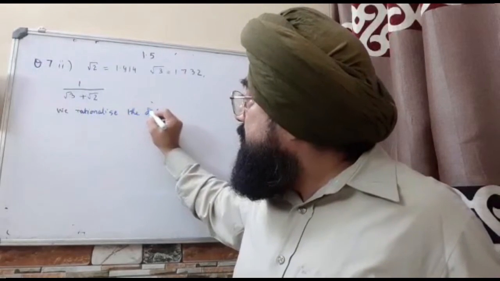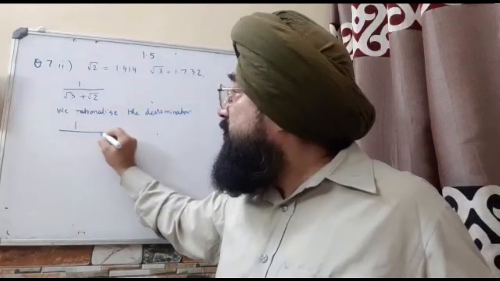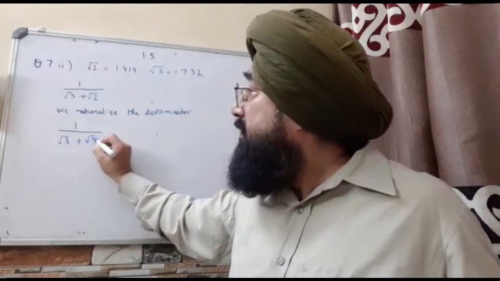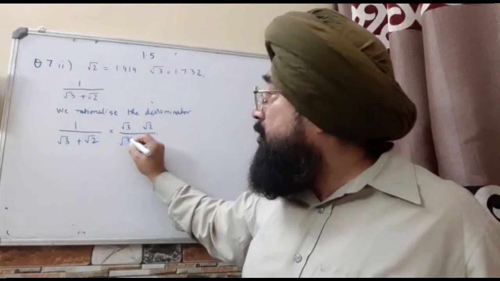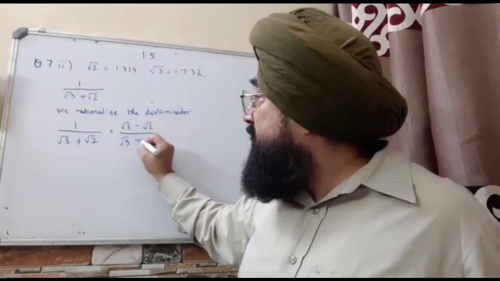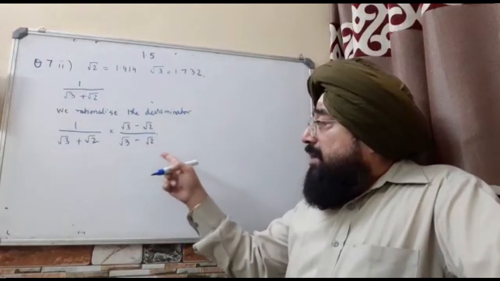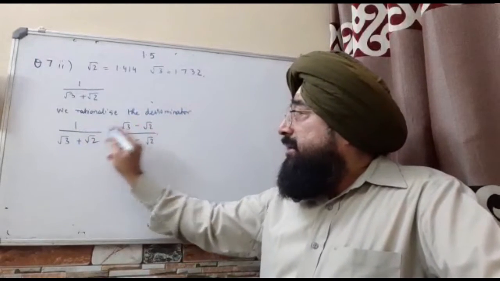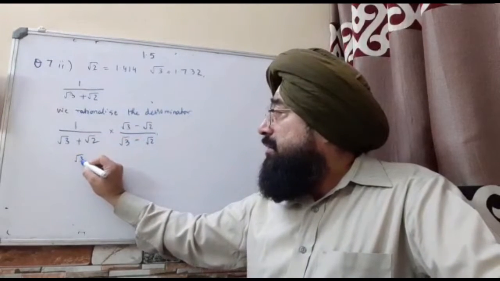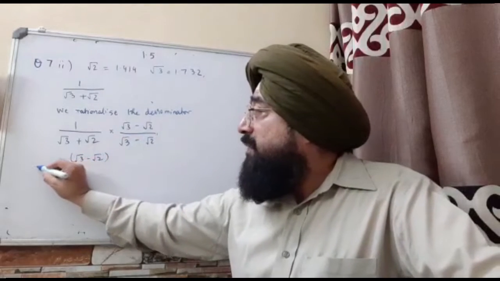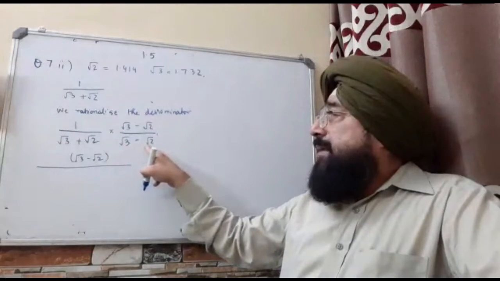Sir, multiply by the conjugate. Yes, very good. You multiply with the conjugate, which is what? Root 3 minus root 2. Very good. You multiply and divide by root 3 minus root 2. And therefore you get 1 into root 3 minus root 2 in the numerator, while in the denominator we'll be applying the formula of a plus b into a minus b.